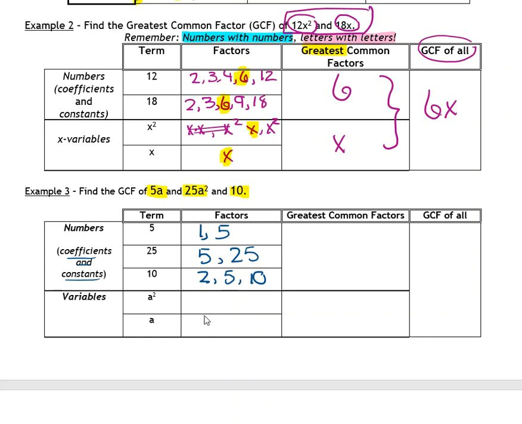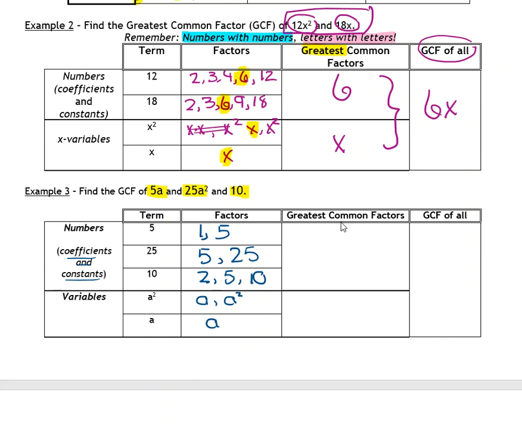Now let's look at the variables. The variables are an a squared and an a. So an a squared can be broken down to a times a. So a is a factor. And then the term itself, a squared, is always written. For a, the only factor is a single a.